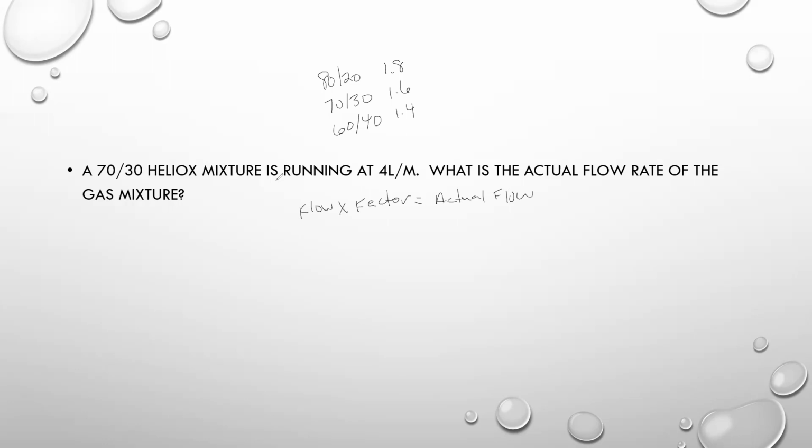So we know we've got a 70-30, so we're going to utilize 1.6. We've got 4, multiply that by 1.6, and that equals 6.4 liters per minute is the actual flow rate. So easy enough, but if you've never seen that before, when you get to that type of question on the board exam, that can stump you a little bit. So we'll go ahead and clear that, move on to the next one.